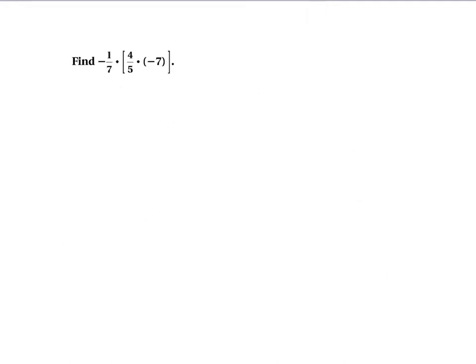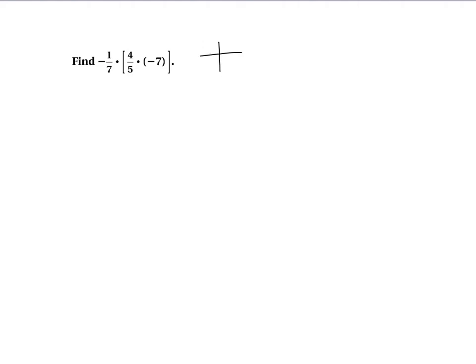Alright, getting a little more complex. This looks a little difficult, but it really isn't. First, I wanted to point out here that you're multiplying a positive and a negative together, so this part's going to be negative, and then you're going to multiply by another negative, so a negative times a negative is going to get you a positive answer, so keep that in mind.